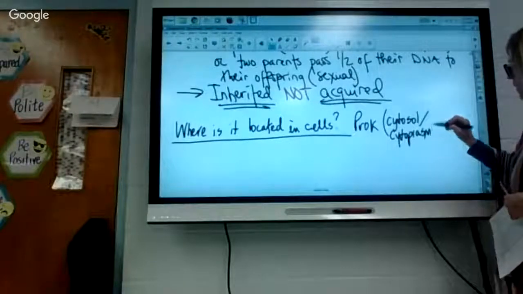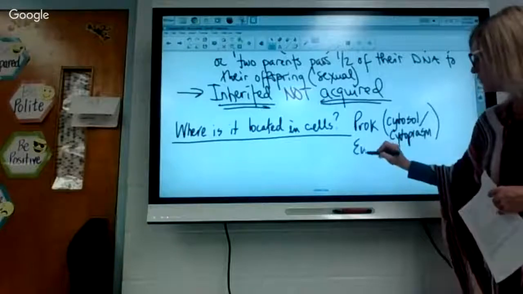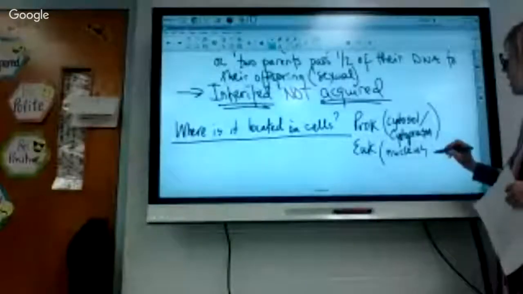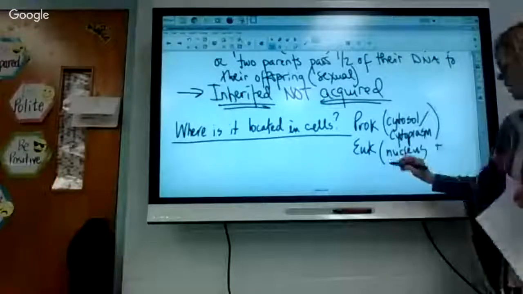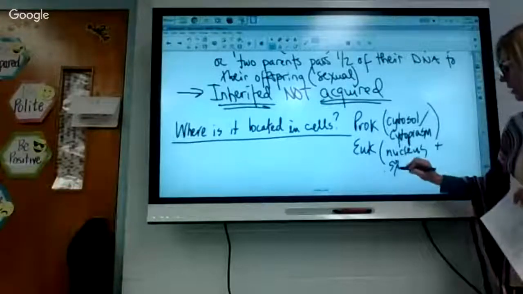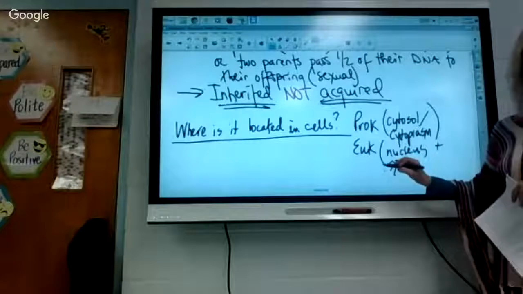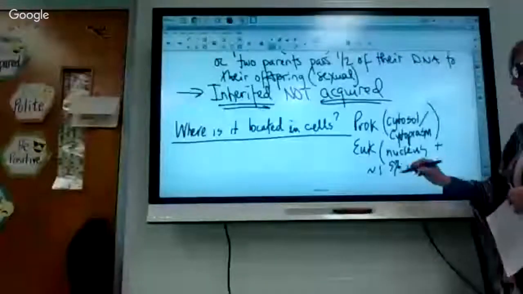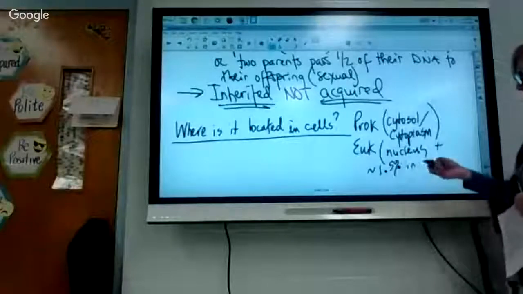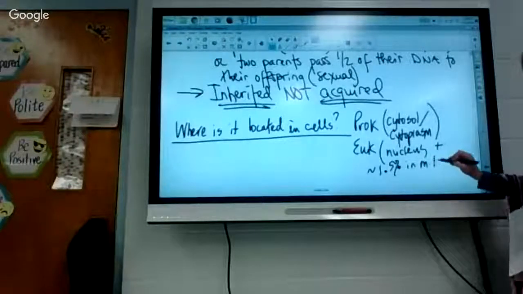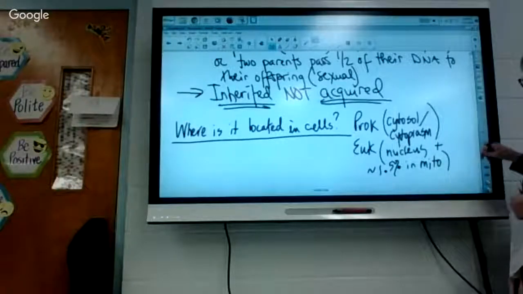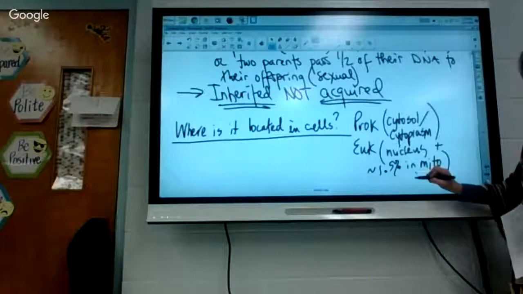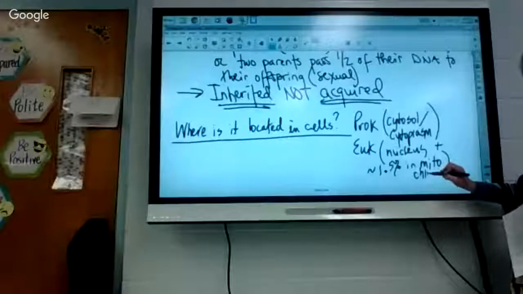Okay, so where would you find it for all the eukaryotes? In the nucleus, right. And then we just found out that plus 1.5%, was it? Yeah, it's 1.5. Approximately 1.5, it depends on the species, I believe, but in mitochondria. And to be very honest, we can include in there chloroplast too, for some.